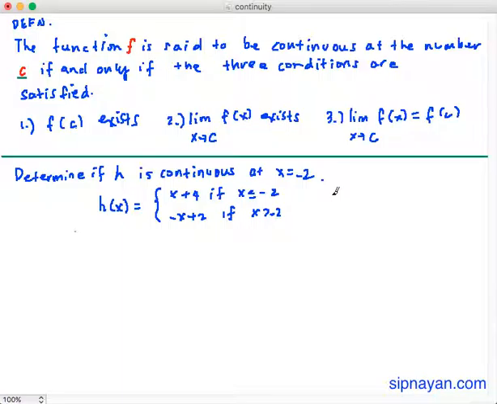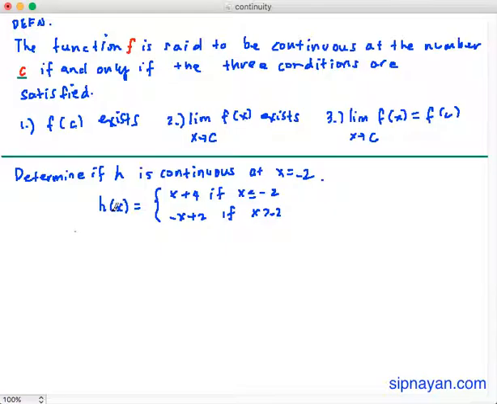So this function f is said to be continuous at the number c if and only if the three conditions are satisfied. One, f of c exists. Number two, the limit of f of x as x approaches c exists. And number three, the limit of f of x as x approaches c, itong value natin sa number 2, is equal to f of c, which is yung value natin sa number 1. So basically, we have to check these values, and sa number 3, check natin if these values are equal. Para masabi na continuous ang function at a particular number c, these three conditions must be satisfied. Pag meron kang isang condition na hindi na-satisfy, automatic hindi na continuous yung function at this point. Okay, so tingnan natin tong another example.